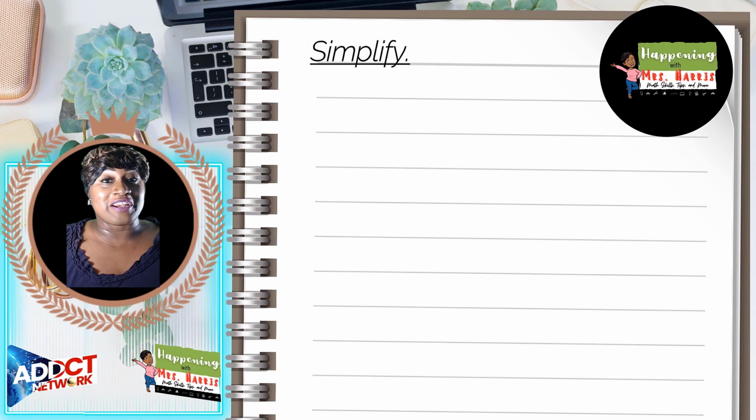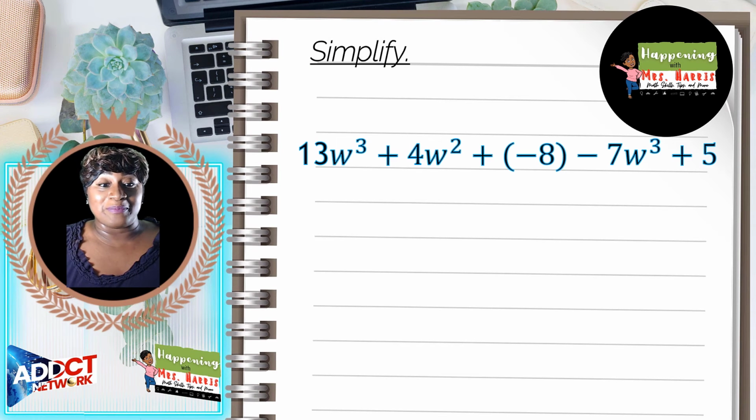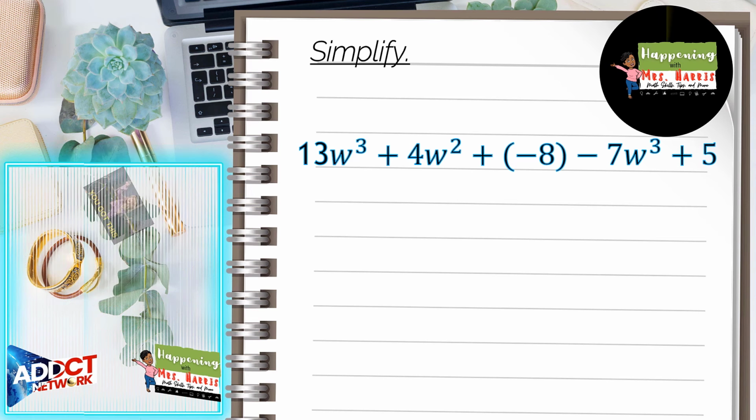All right, let's do our next example. Simplify. 13w to the third power plus 4w to the second power plus negative 8 minus 7w to the third power plus 5. Take your time, but I know you can do it. Let's go.